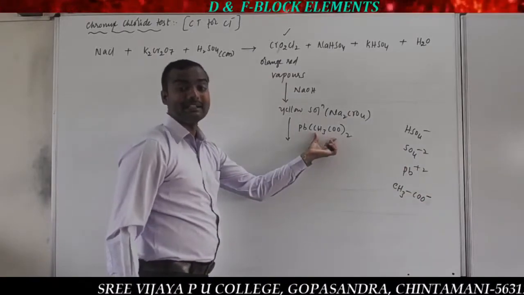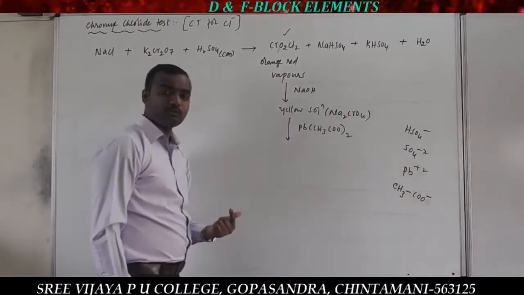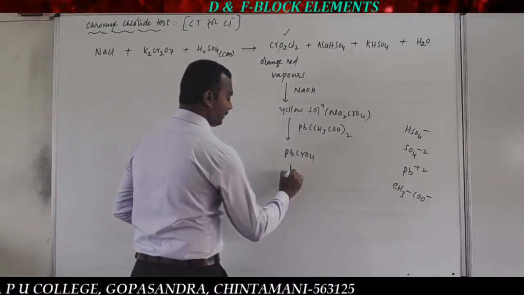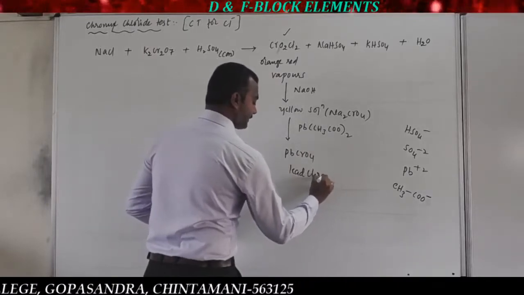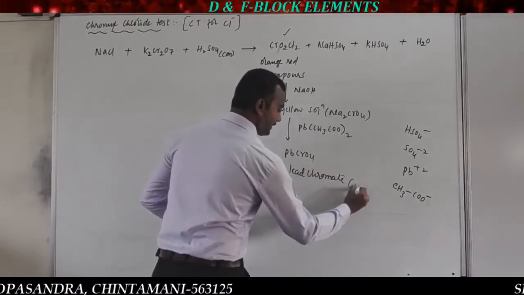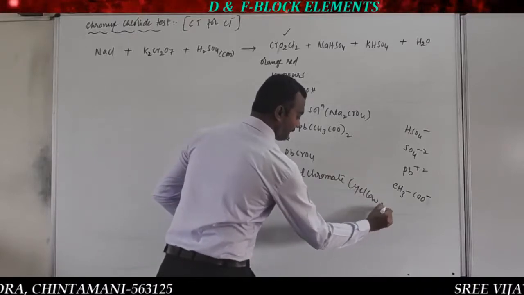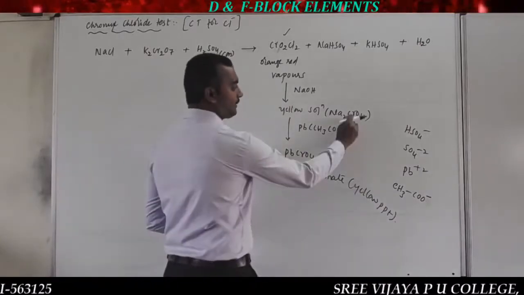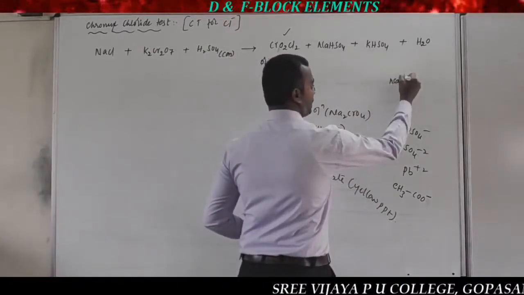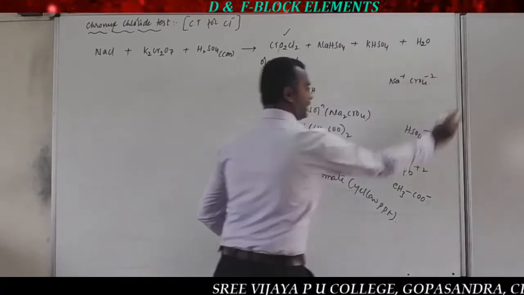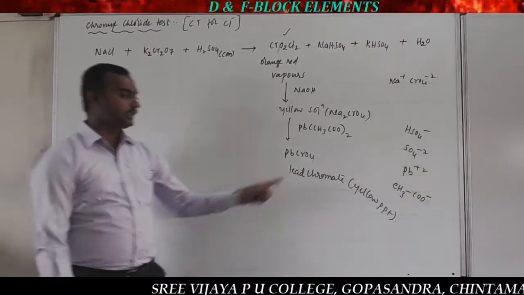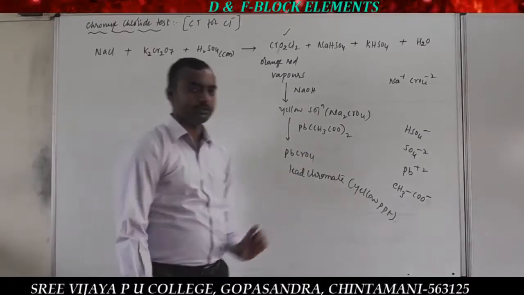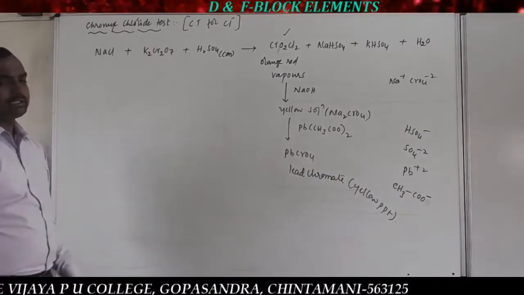After adding the lead acetate to the yellow sodium chromate solution, we will get a yellow precipitate that is called lead chromate. Lead chromate is balanced correctly. Sodium chromate has sodium with charge plus and chromate CrO4 with charge minus 2, and lead has charge +2, so lead chromate forms as a yellow precipitate. This is the complete chromyl chloride test.